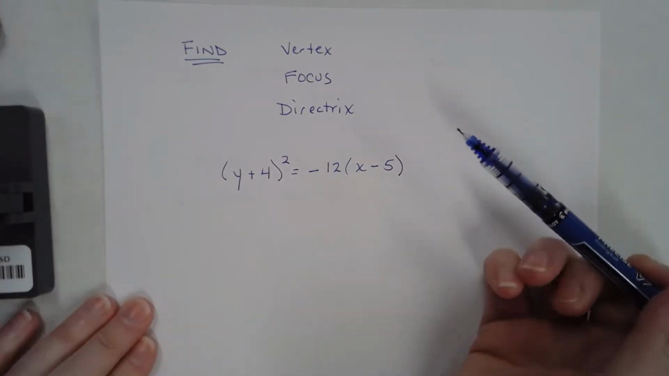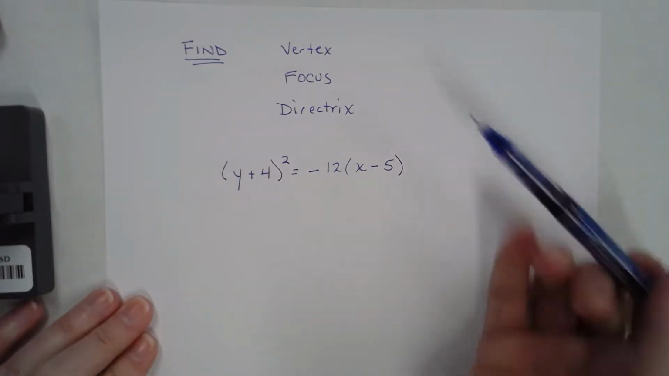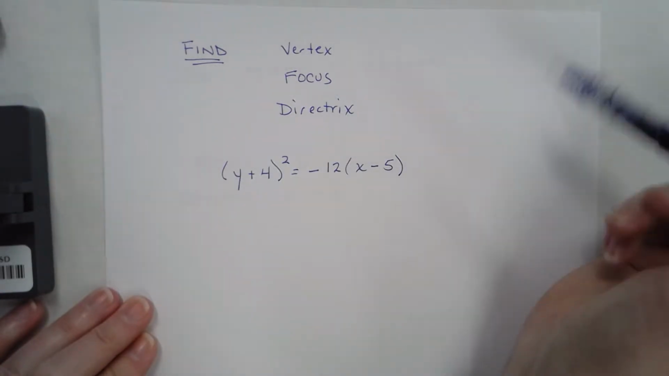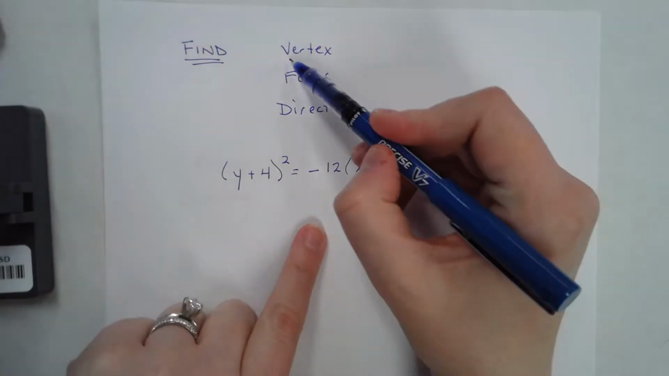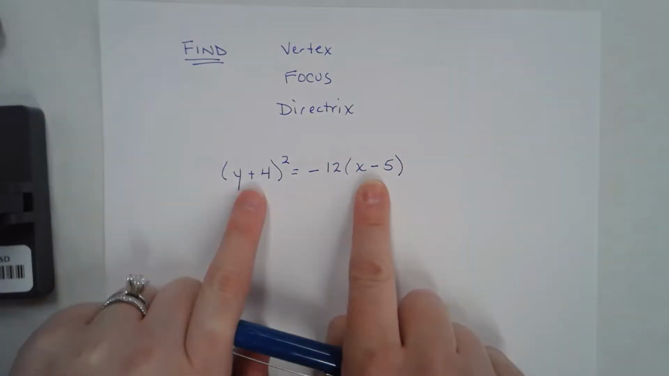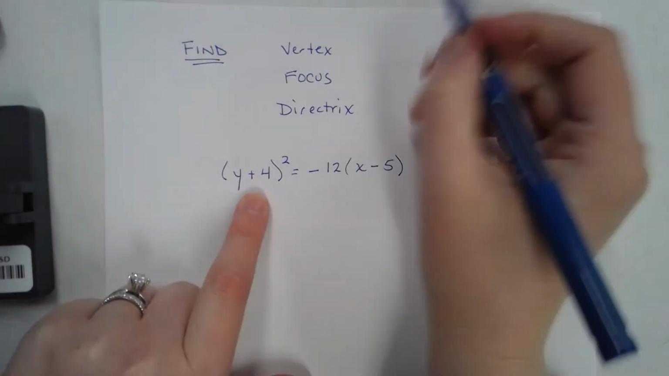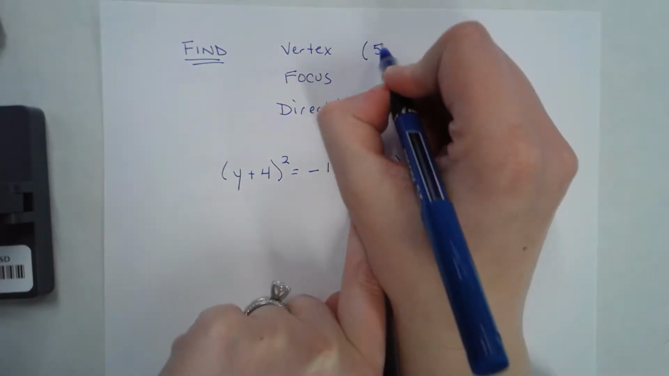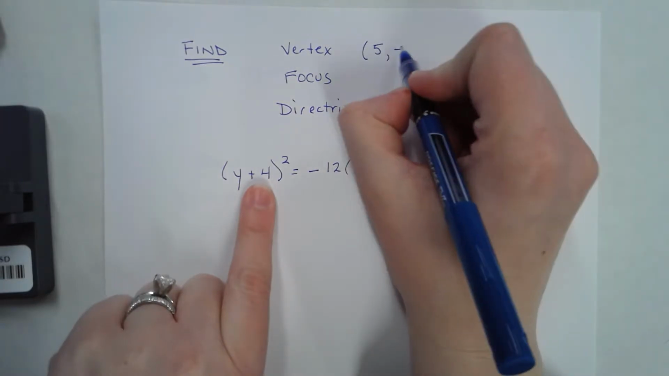This is, I think, if I recall correctly, question 25, where you're given the equation and we have to find all this information. The first thing they're asking me to find is the vertex. That comes out of your parentheses. Make sure that you have these accurate. The x-coordinate is 5, and then my y-coordinate is -4.